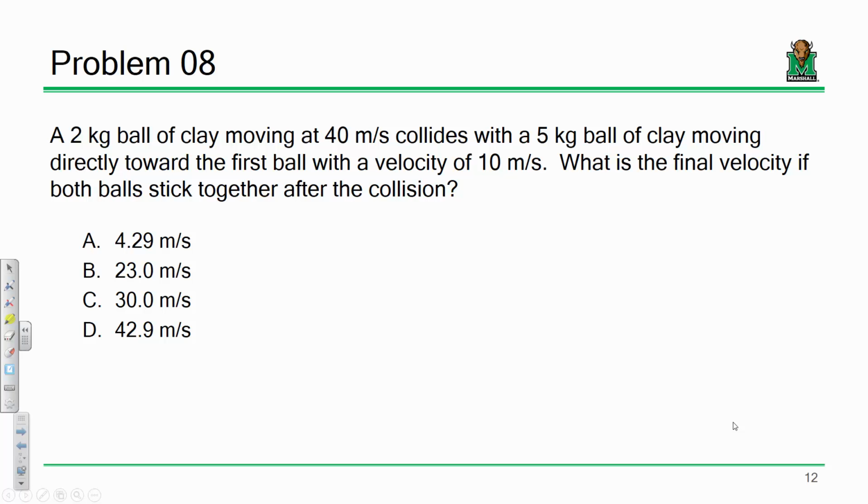So what we're going to have is we're going to have a ball of clay. So ball 1, ball 2, colliding with one another. This is what it's like in worlds below. Right? So the mass of this one is 2 kilograms. The velocity of this one is 40 meters per second. Okay? The mass of this one is 5 kilograms, and the velocity is 10 meters per second.